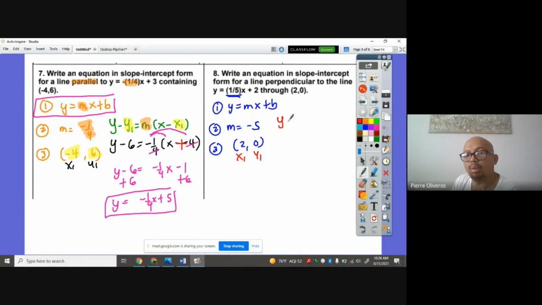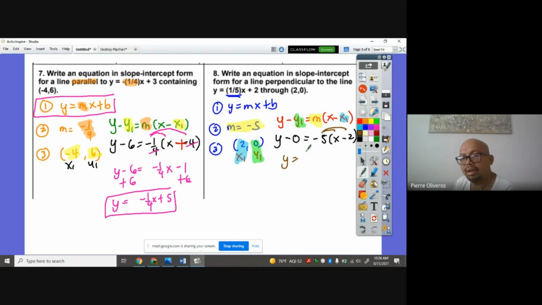And again, this is my x sub 1, y sub 1. Writing the point slope form, y minus y sub 1 equals m times x minus x sub 1. And we know that the m is negative 5. We know that the x sub 1 is 2. That goes there. And y sub 1, 0, goes here. Okay, I did the color coding, so it will be easier for you. The y will remain y. y minus y sub 1, which is 0, equals negative 5 times x minus 2. We know y minus 0 is just y. Distribute the negative 5 there. That will give you negative 5x plus 10.